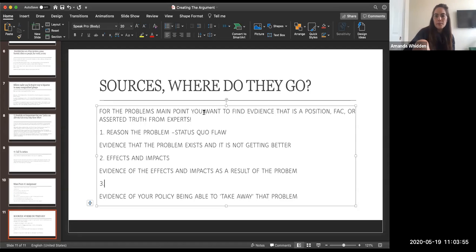So for the problem's main point, you're going to want to find evidence that is a position, fact, or asserted truth from experts. So I was saying before, you're going to find evidence that the problem exists and is not getting better. Remember, that's in that first part. Then you want the effects and the impacts of that problem, and you'll show evidence of the effects of that problem. And then the third part, you tell about your policy working to alleviate, and you show evidence of it being able to do that.